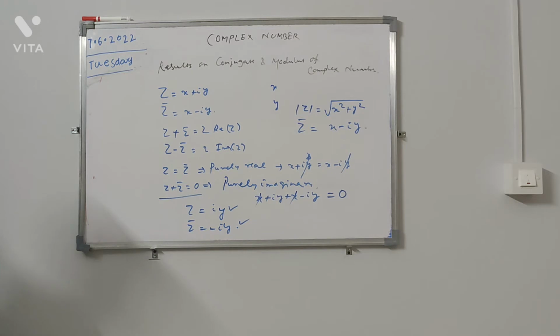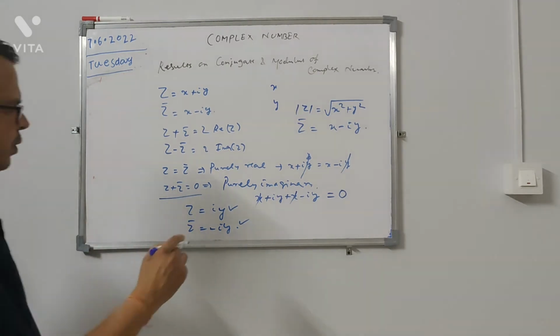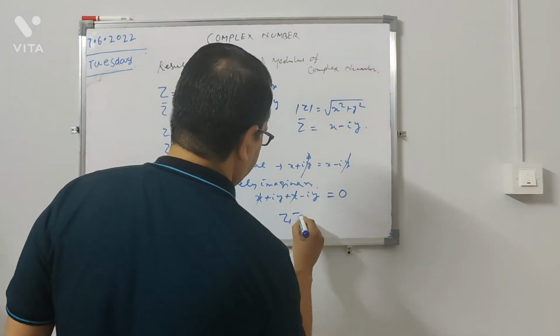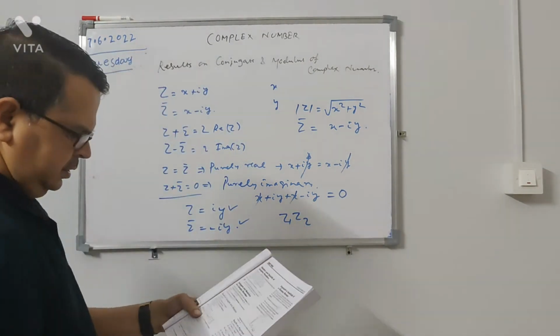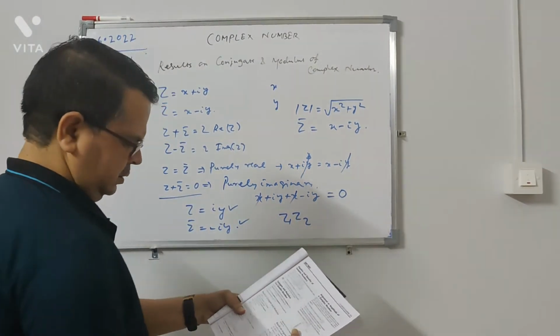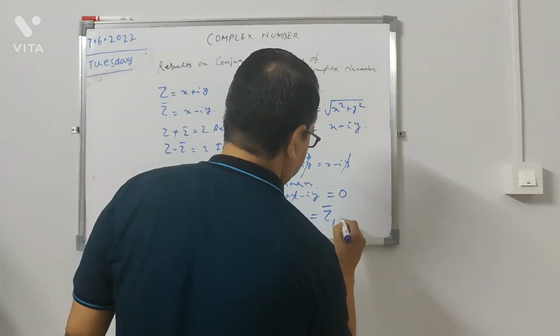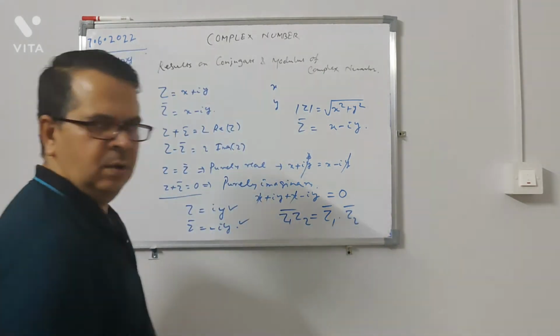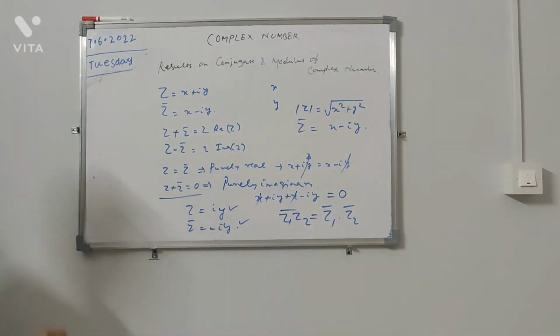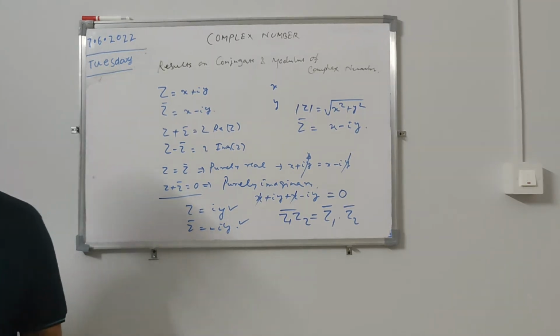Okay. Another thing is, for z1 z2, its modulus is equal to the modulus of z1 into the modulus of z2. That is one more result that we should remember. You can take a picture of this, then we will move on.